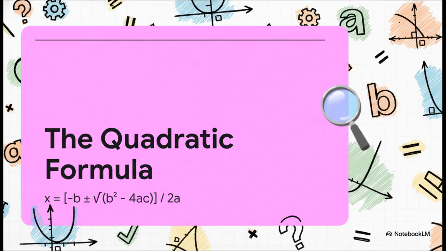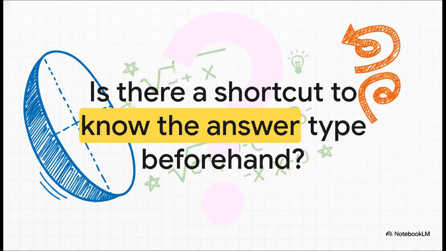You look at your equation, you find your a, b, and c values, and you just plug them into the right spots in the formula. Then you just carefully do the arithmetic. No puzzles, no guesswork, just a clear road to the answer. Now that formula is a powerhouse, for sure. But what if I told you there's a secret hidden right inside it?